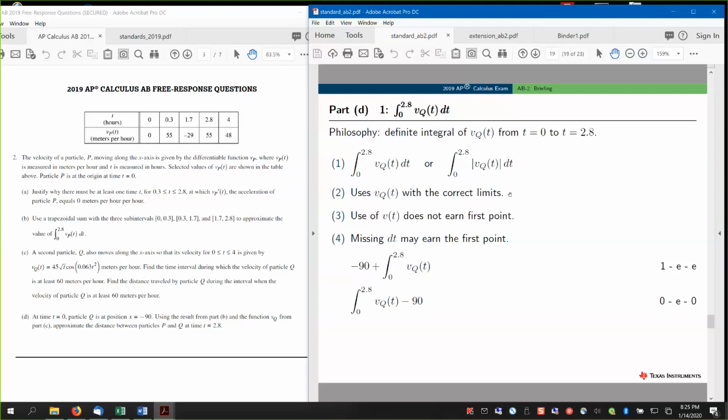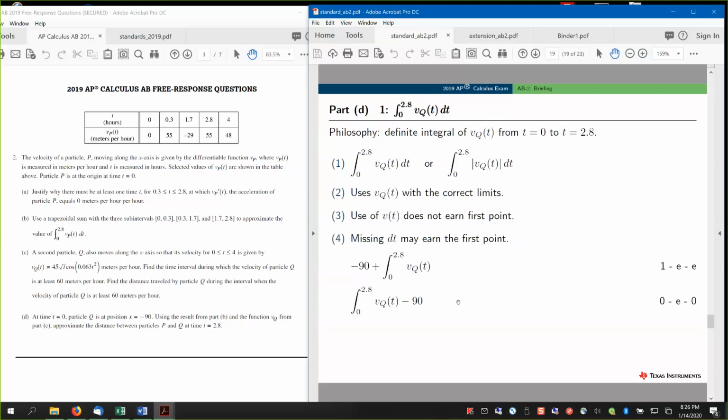Now, unfortunately, there's another velocity function hanging around now in this problem. So we need to see the correct one. The student cannot misspell this. They can't use v of t here. Oops, I'm sorry. And if the student doesn't include a dt here, they may still earn the first point, depending again on our interpretation. In this example, the student earns the first point and is eligible for the second and the third.